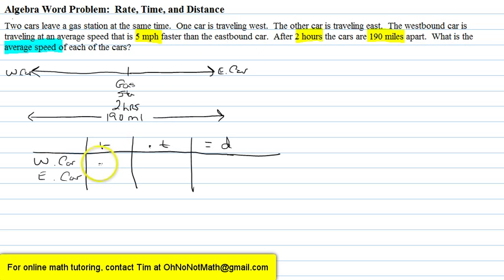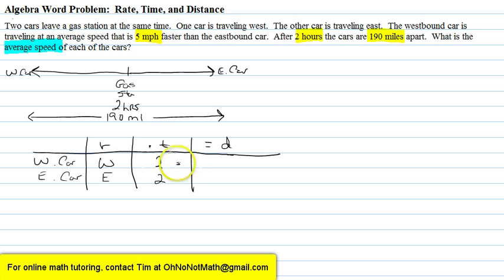So those are going to be our variables. We're going to use W for the speed of the westbound car and the variable E for the speed of the eastbound car. How about the time column? Can we fill that in? Yeah, we know that that's 2 hours. Each car has been traveling for 2 hours.